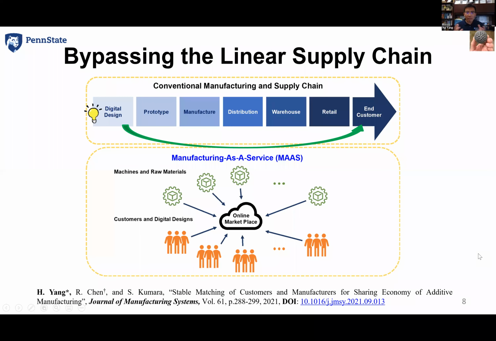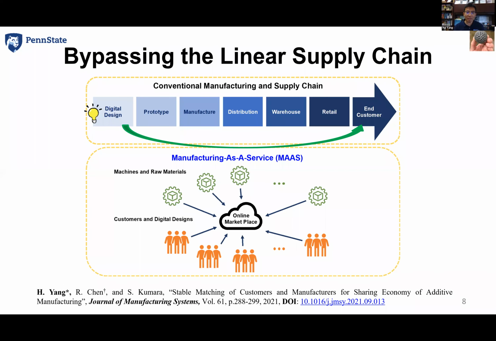If you have a design idea, traditionally you need to go through the conventional manufacturing supply chain. You need to go through the prototype phase, and then the manufacturing system. You need to build the manufacturing or production system. Then all these products come to the distribution center, and there is a warehouse to store them. Then they are transported to the retail store, and then they reach the end customer.